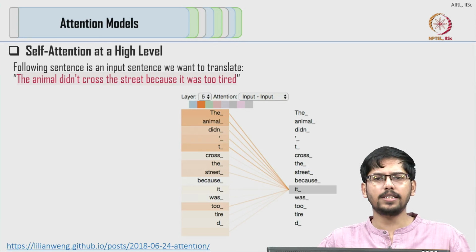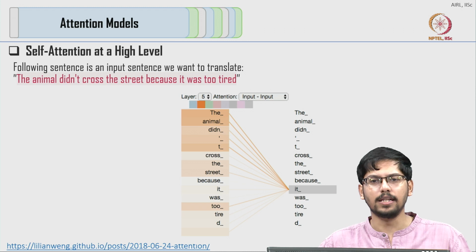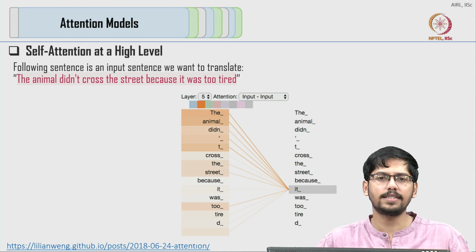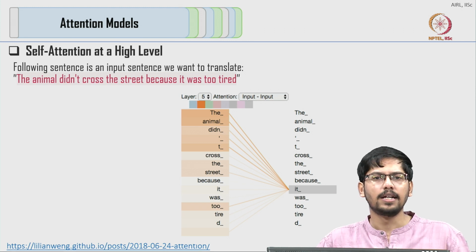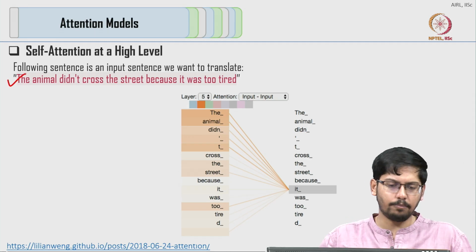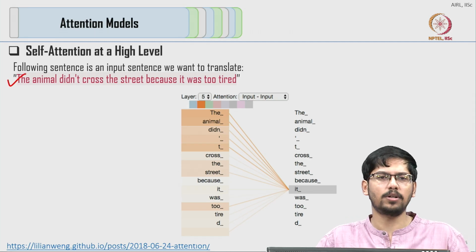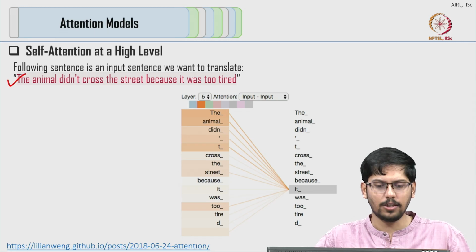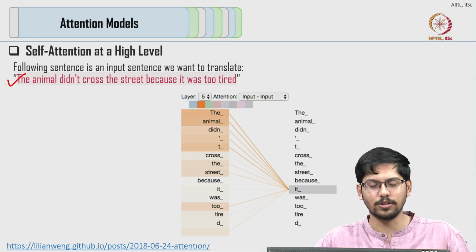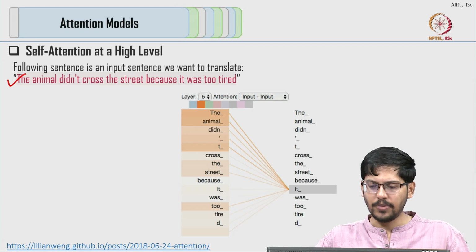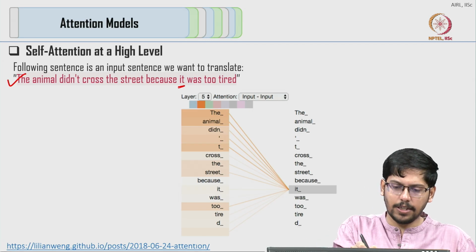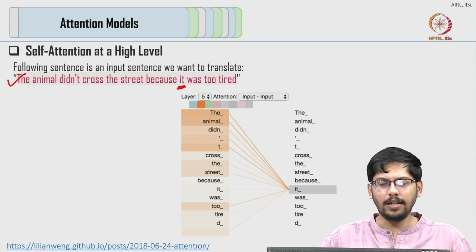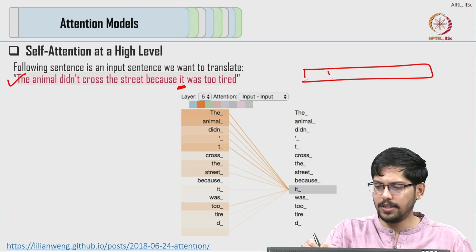Now let us understand self attention at a very high level. Let us say that we have a particular sentence which is: the animal didn't cross the street because it was too tired. Now let us take this particular word. This is something that we even did in the previous slide.